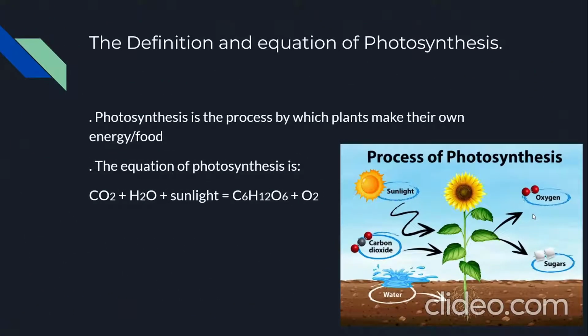The definition and equation of photosynthesis. Photosynthesis is a process by which plants make their own energy and food. The equation of photosynthesis is CO2 plus H2O plus sunlight equals C6H12O6 plus O2.